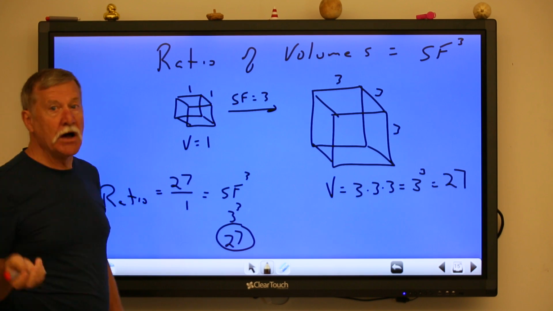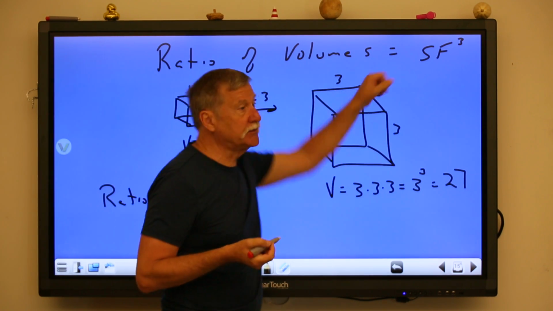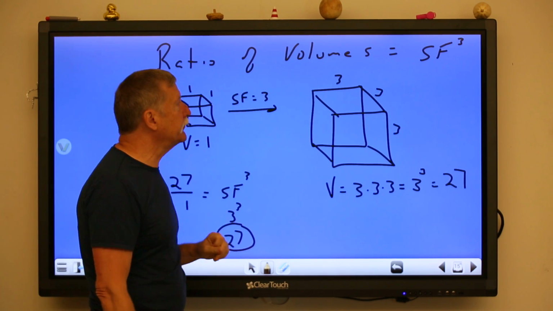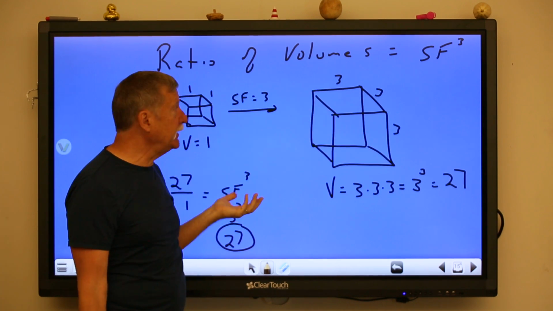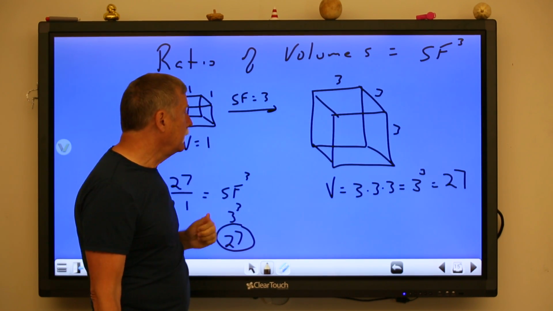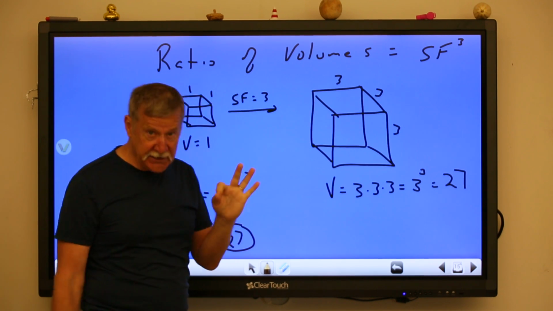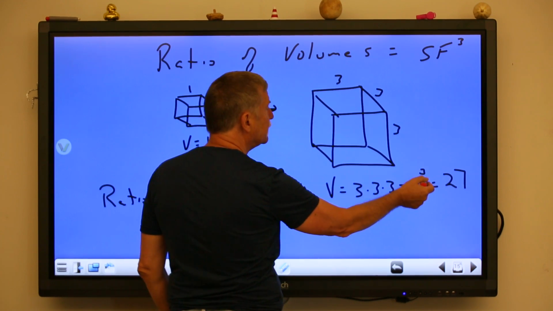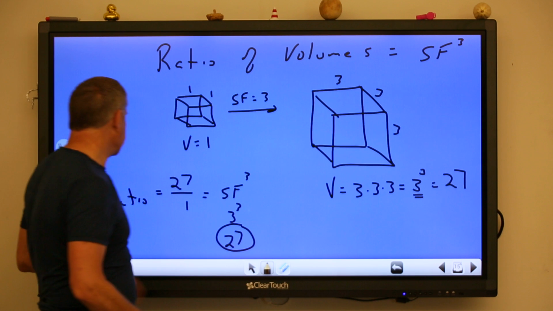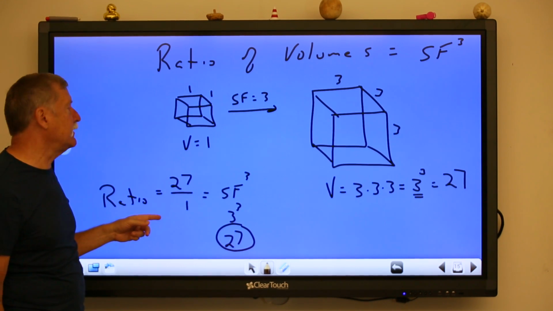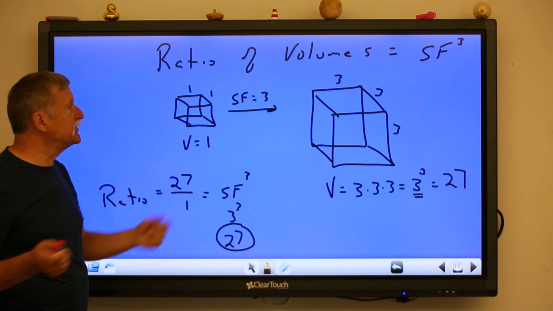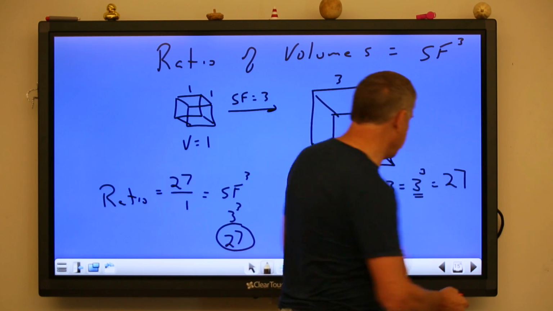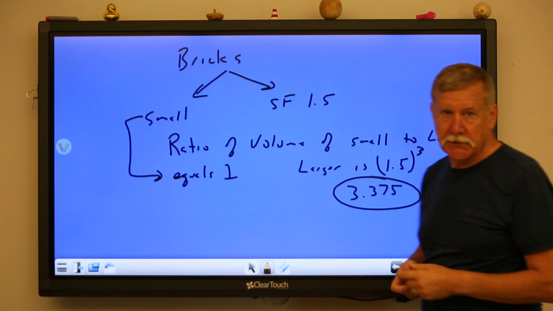Finally, the ratio of volumes, you might suspect, is to the third power. If I take a cube now, 1 by 1 by 1, and increase it by a scale factor of 3, my dimensions went up times 3, my area went up times 9, but my volume, since I have 3 dimensions, is now 3 times 3 times 3, 3 to the third power, 27. And so my ratio is 27 compared to 1. And that 27 happens to be the scale factor to the third power. It's this relationship we can use in problems like bricks.